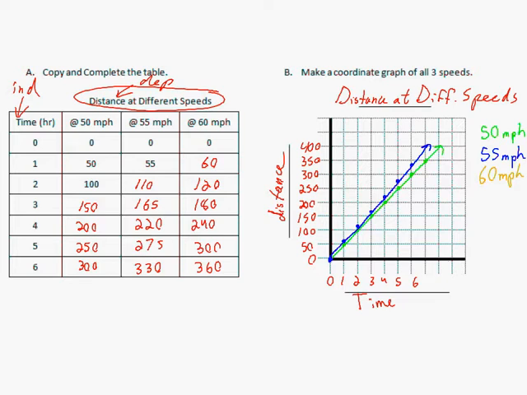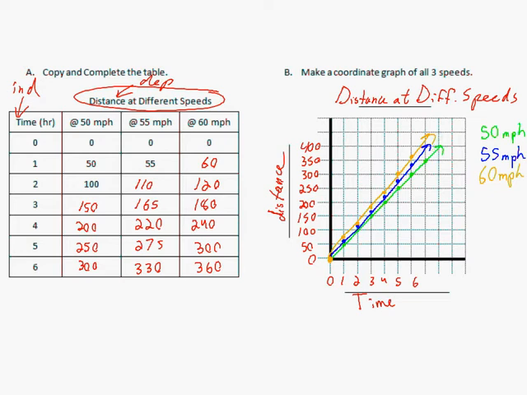Alright, next up is 60 miles per hour, which is going to be orange. So orange is going to be just a little bit higher as well. We start at 0. And then 1 is 60, 2 is 120, 3 is 180, 240, 300, and 360. Connect those. Notice 60 mile per hour is on top because it's the fastest. 50 mile per hour is the slowest. It's on bottom.